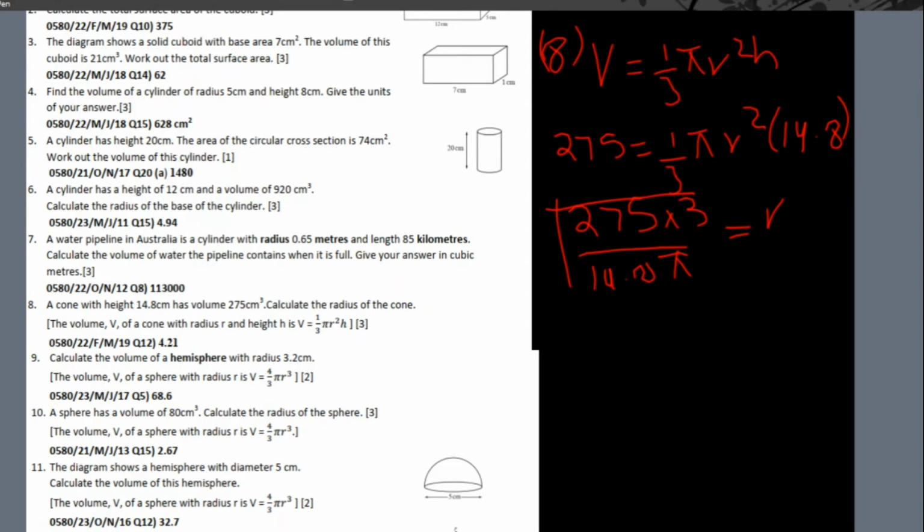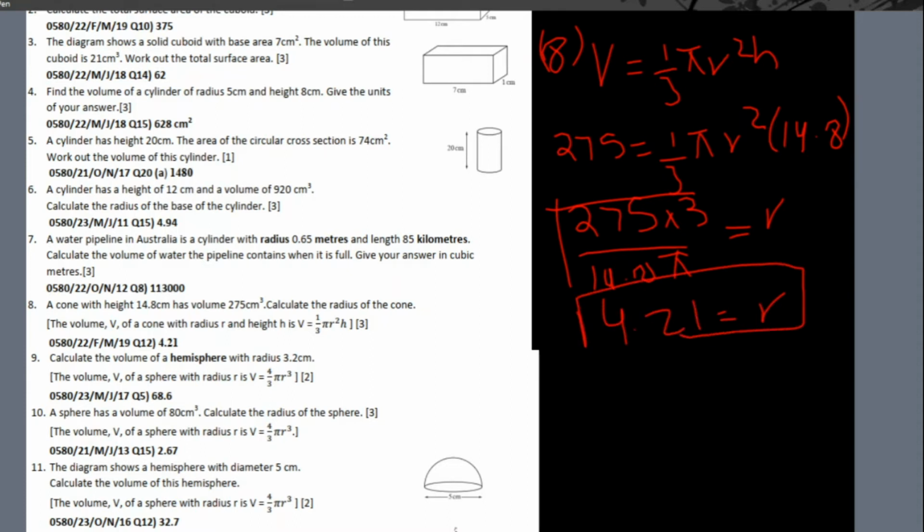So square root, then fraction key, 275 times 3 in the numerator, and in the denominator 14.8 times pi, which gives us 4.21, rounded to 3 significant figures.